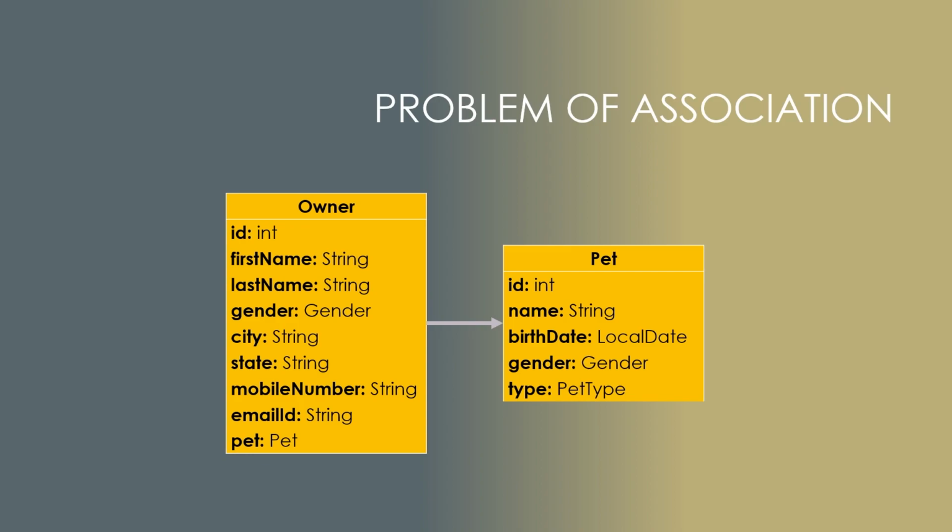Now the third problem is the problem of association. Now again you will say that I have opened that same thing, owner and pet. So yeah, that is the thing.